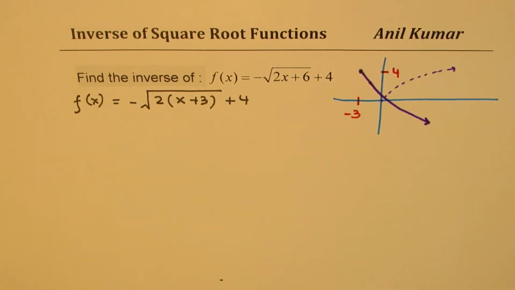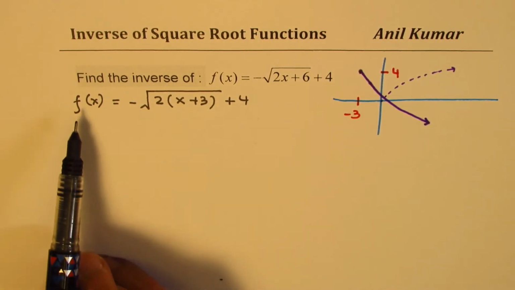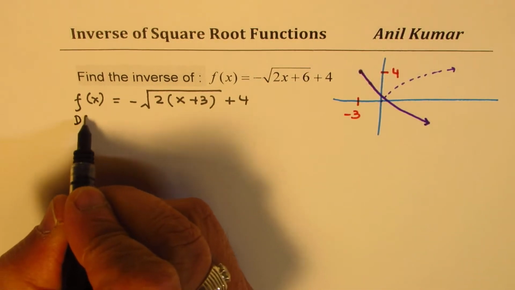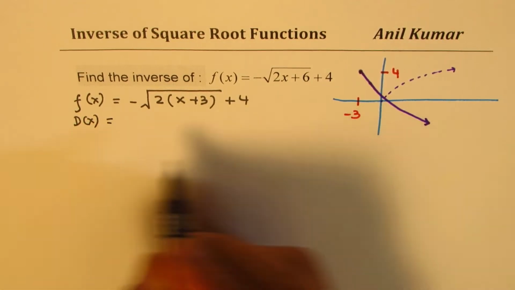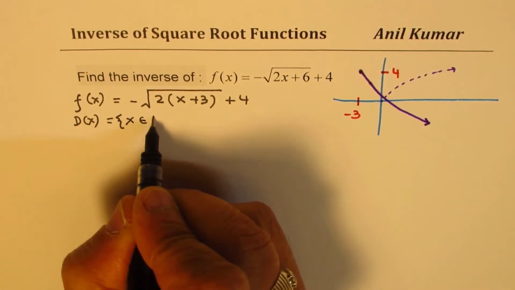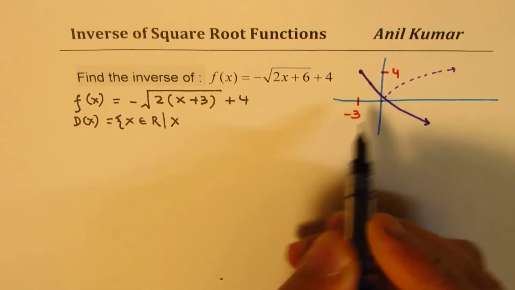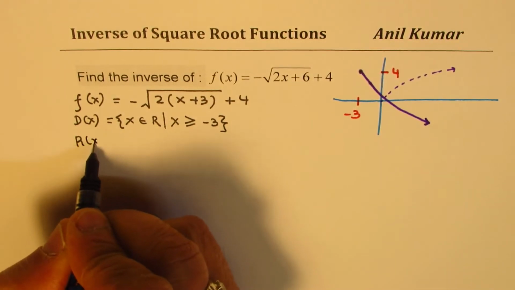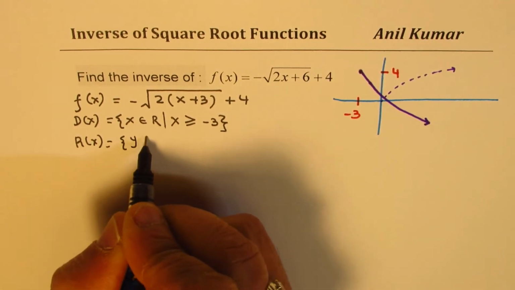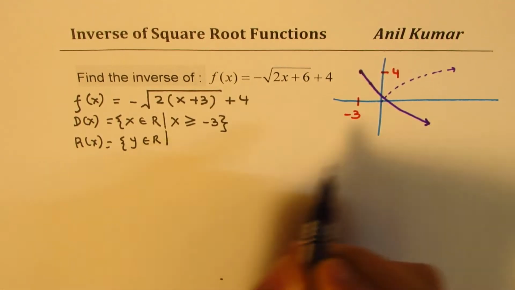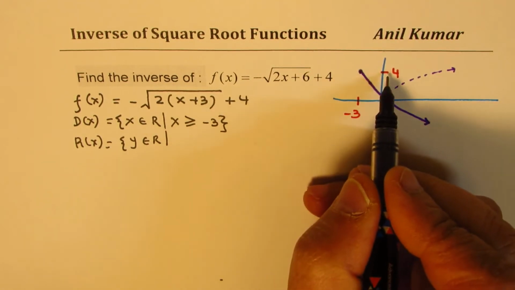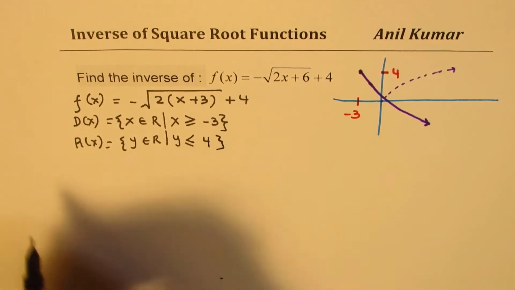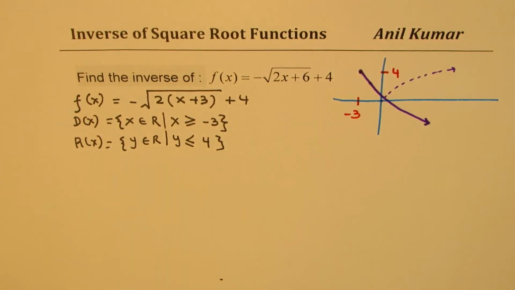So what you should do in the very beginning is write down the domain and range of the function itself. So for the function, what is the domain? The domain, as you can see, is that x belongs to real numbers, where x is greater than or equal to minus 3. And the range for this particular function will be that y belongs to real numbers, where y is less than or equal to 4, right? So this is as far as the function is concerned.